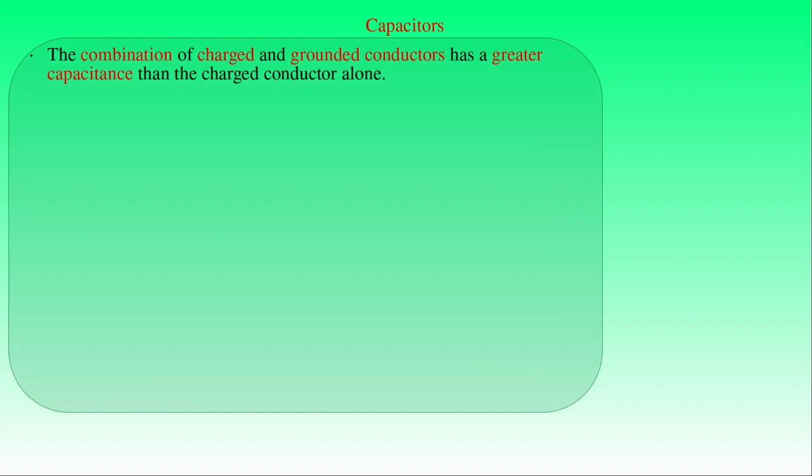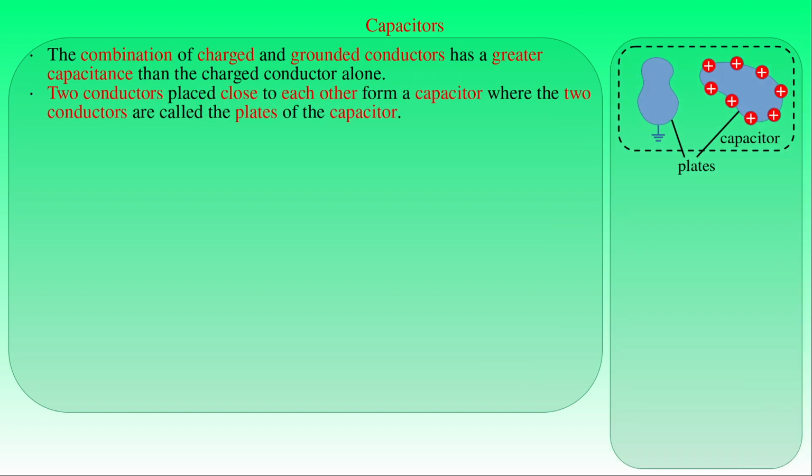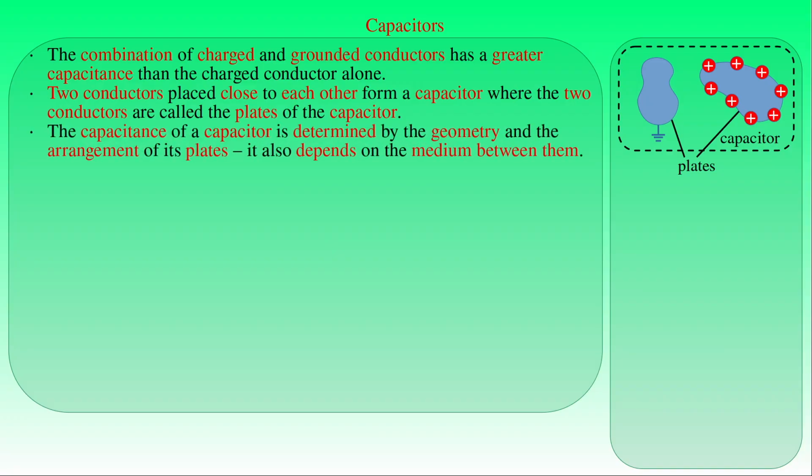This is the reason why the combination of charged and grounded conductors has a greater capacitance than a charged conductor alone. Two conductors placed close to each other therefore form a capacitor, where the two conductors are called the plates of the capacitor. The capacitance of a capacitor is determined by the geometry and the arrangement of its plates. Furthermore, capacitance also depends on the medium between the two plates.